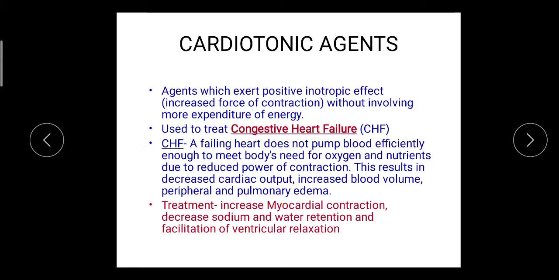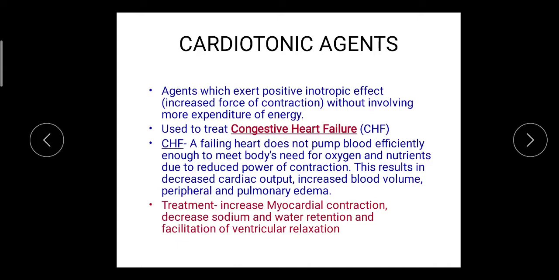Now the term cardiotonic agent. Cardiotonic agents exert a positive inotropic effect. The positive inotropic effect means increased force of contraction, and this increase in the force of contraction occurs without involving more expenditure of energy, without using much energy. Such agents are called cardiotonic agents.